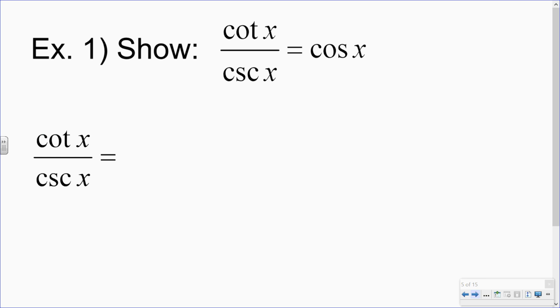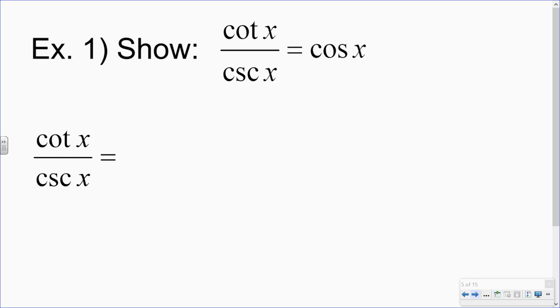And then we're going to think about the things that we know so far. And so far, we just have those reciprocal identities and the definitions of tangent and cotangent in terms of sine and cosine. So far, that's all we have that we can use. We'll get some more in a few minutes.